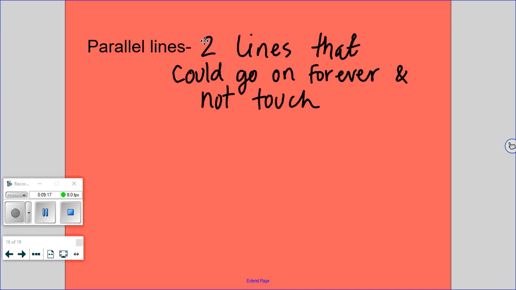Parallel lines, 2 sides or 2 lines that could go on forever. You kind of have to imagine them going on forever and ever. And they will never, ever touch. They will never, ever run into each other. So, for example, if I have 2 sides here and here, if you imagine those 2 lines going up and down forever and ever, they will not touch. Kind of like railroad tracks, right?